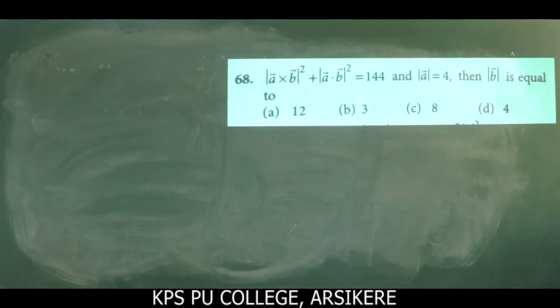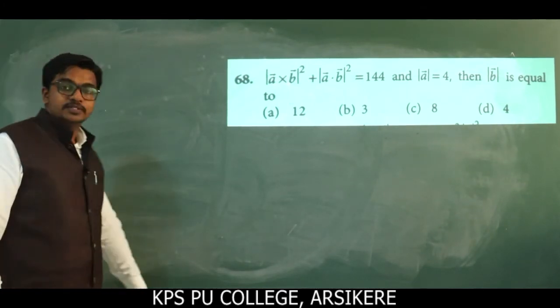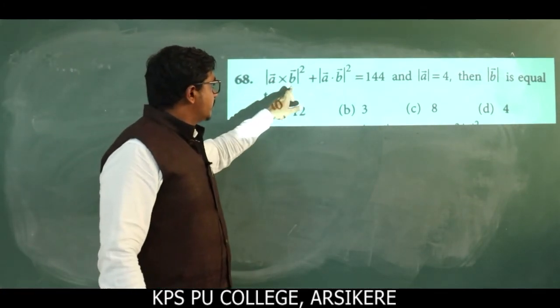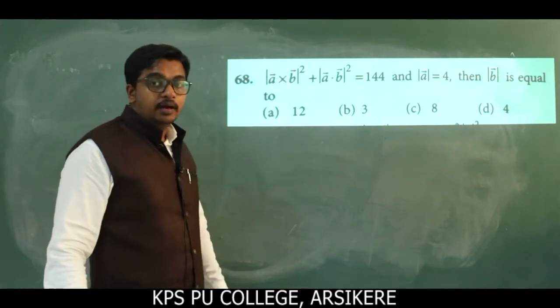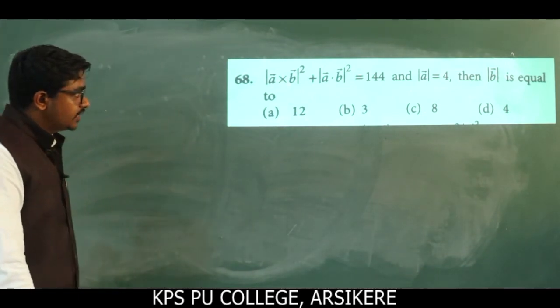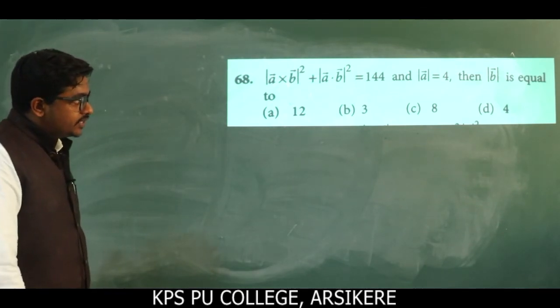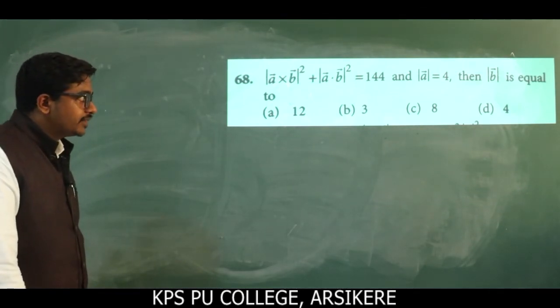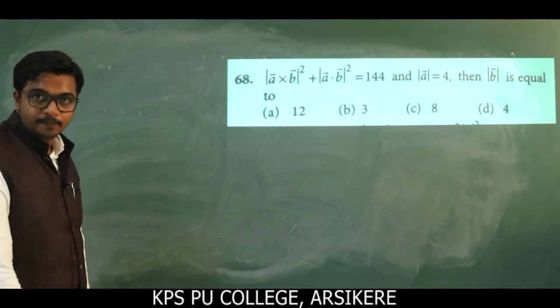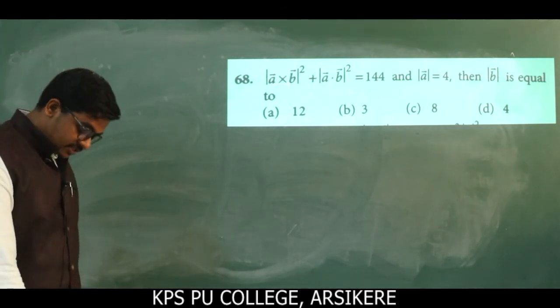Now dear students, we are moving to the next question. Question number 68. Magnitude of vector A cross B whole square plus magnitude of A dot B whole square is equal to 144. Then magnitude of vector A is equal to 4. Then we need to find the magnitude of vector B.